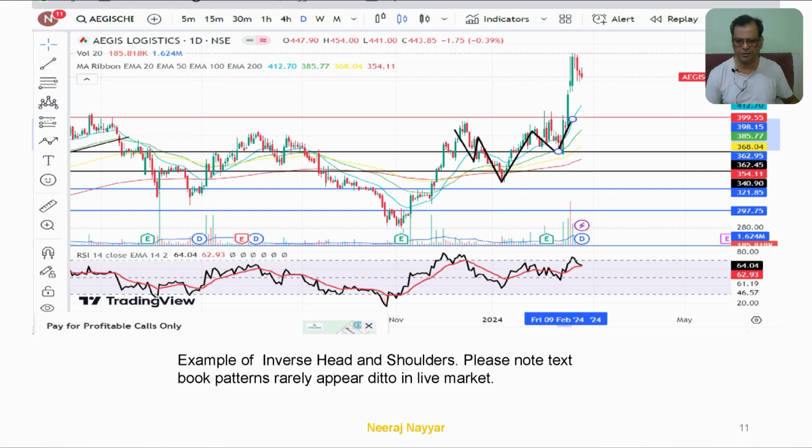So I basically taught you these patterns: double top, double bottom, triple top, triple bottom, head and shoulders, and inverse head and shoulders. These patterns are the popular ones out there, and you can trade these.